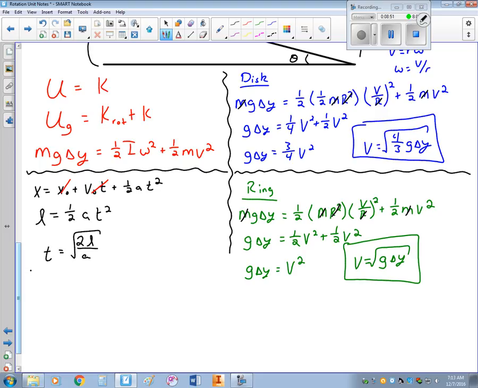Okay, you may be wondering, where will I get the acceleration? We can use v squared equals v naught squared plus 2a delta x. And in this one, again, the initial velocity is 0. Delta x would be, again, the length of the ramp. So acceleration would be v squared over 2L. So I can plug that in.